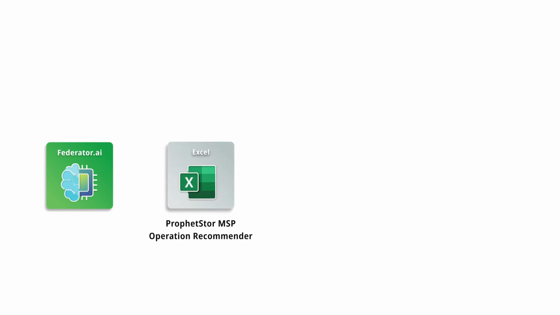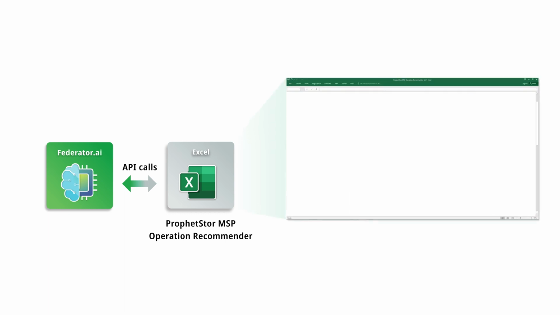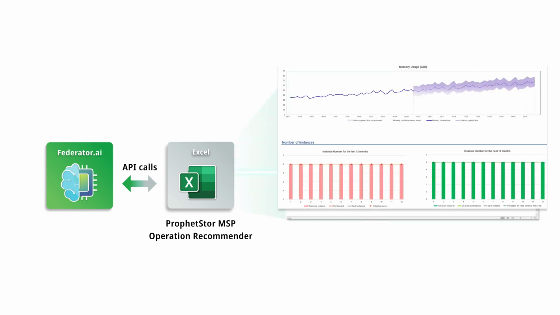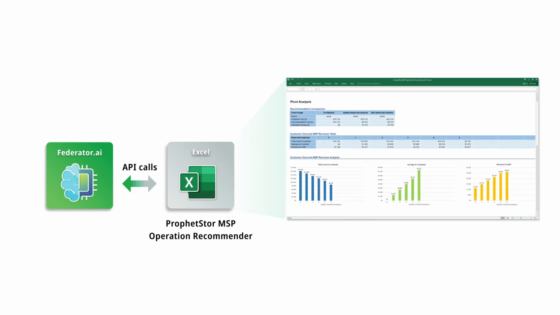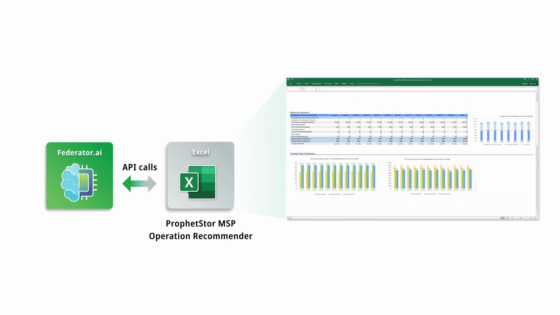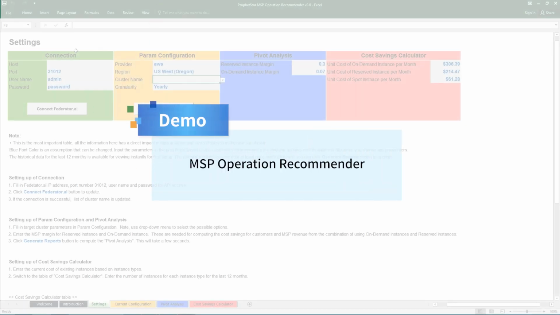ProphetStor MSP Operation Recommender is a Microsoft Excel spreadsheet that works directly with Federator's Open API. The tables and charts it provides are extracted from the analysis and predictions for end-user cluster workload, so that an MSP can benefit from its cost-saving recommendations. Let's take a closer look at the MSP Operation Recommender.